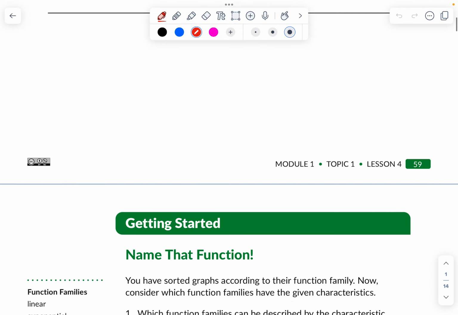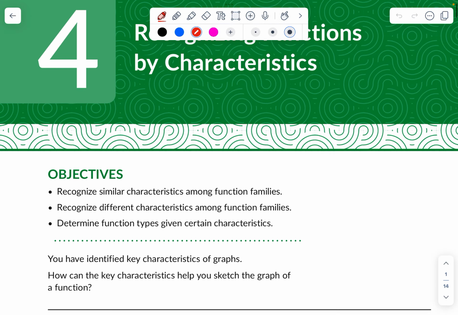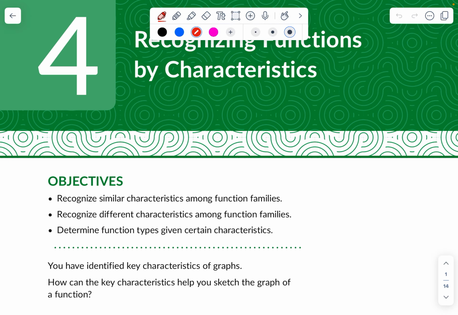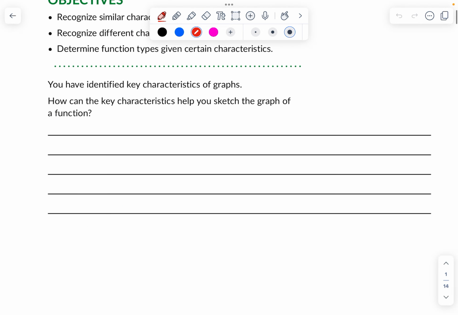Hey guys, this is lesson 4. This is going to be the last new information for our next test. We're going to look at similar characteristics among function families, differences, and kind of figure out which one is which.